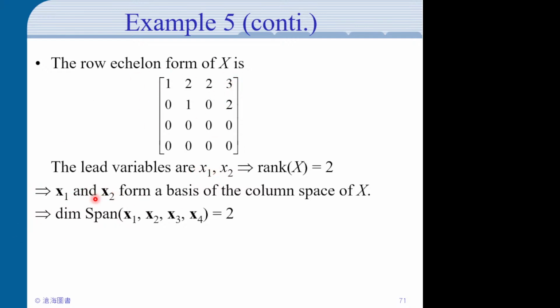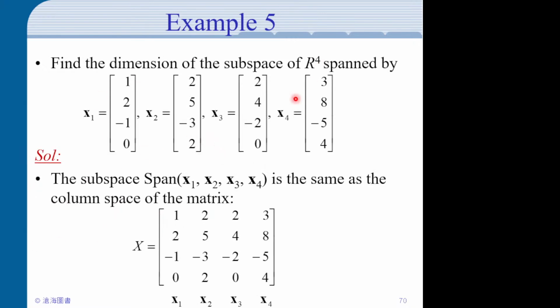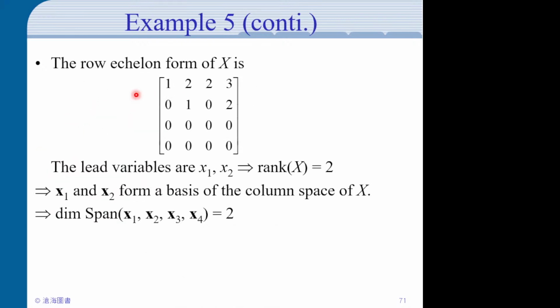Okay, and so as we say, x1 and x2 form a basis, and once you find the basis, you basically know everything about this space. So this space has dimension 2, and those four vectors are not linearly independent because x3 and x4 can be written as a linear combination of x1 and x2. Okay, any question?